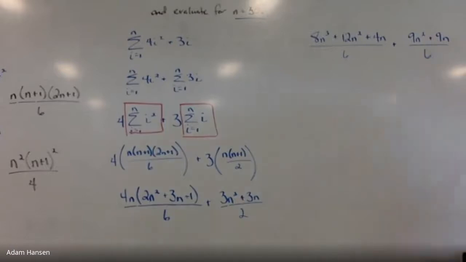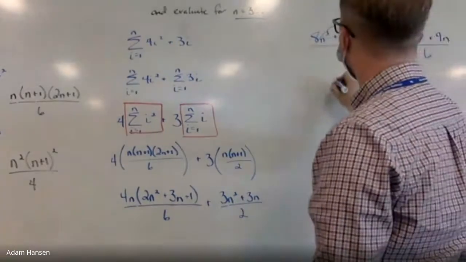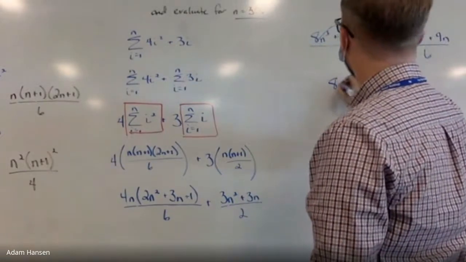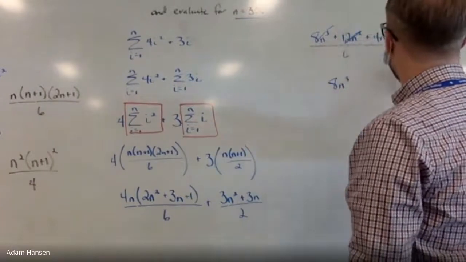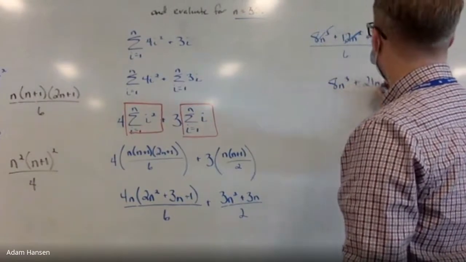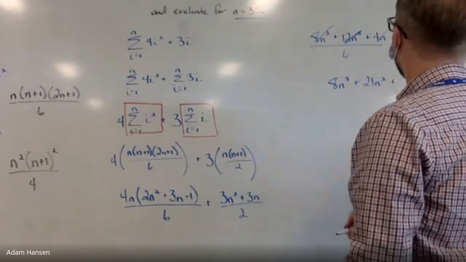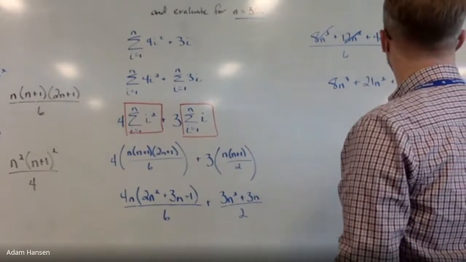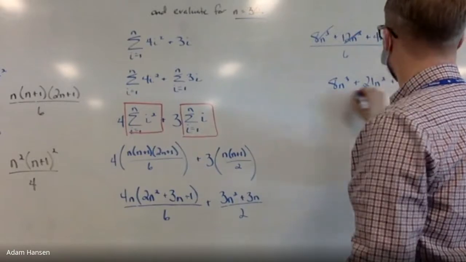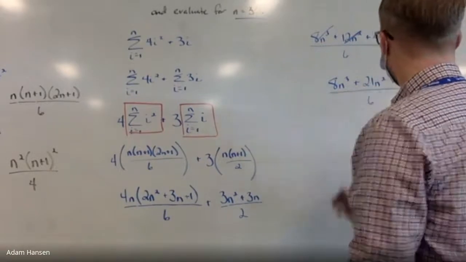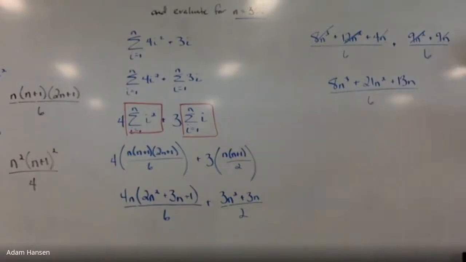Let's add them all up. 8n cubed, 12 and 9n squared make 21n squared. 4 and 9n make 13n, all over 6. Can I reduce anything down? 8, 21, and 13 and 6. No, 13 is prime, so that's not going to work.